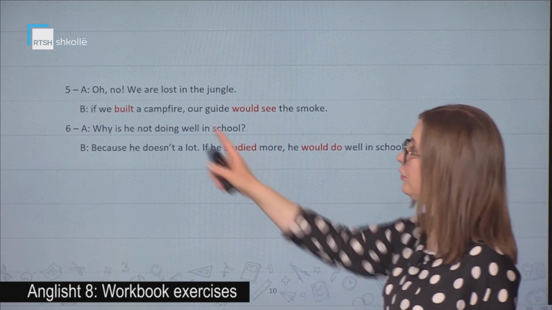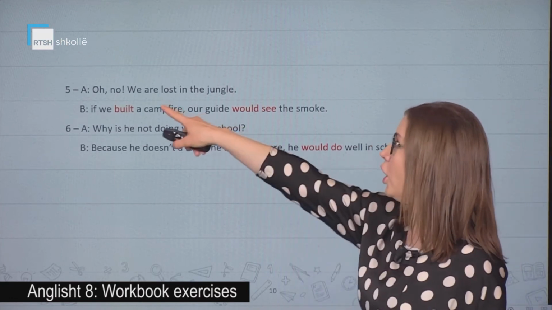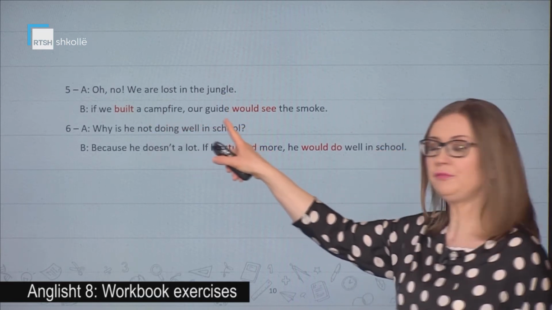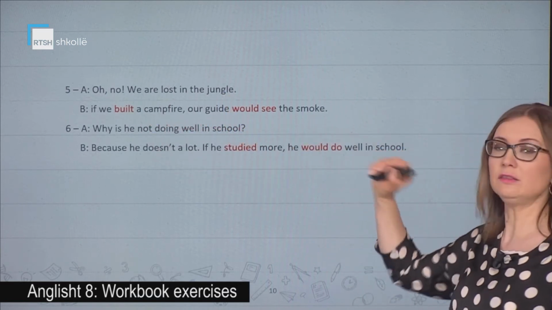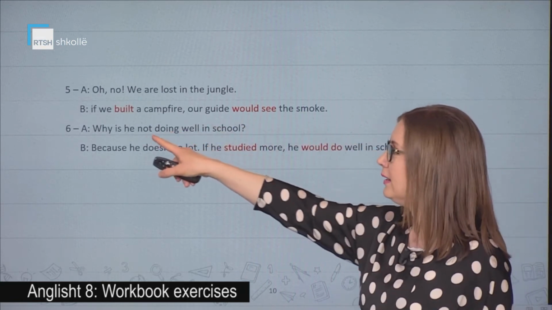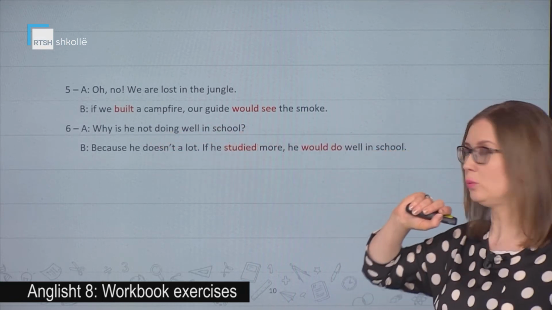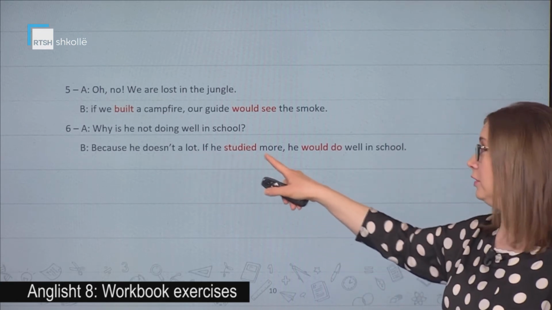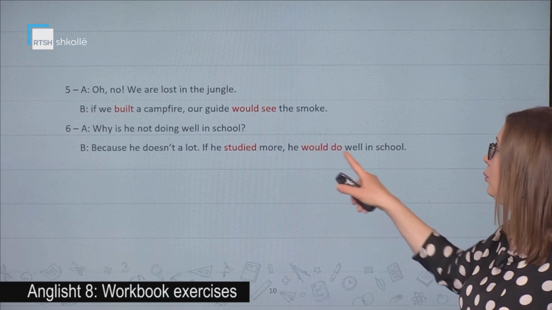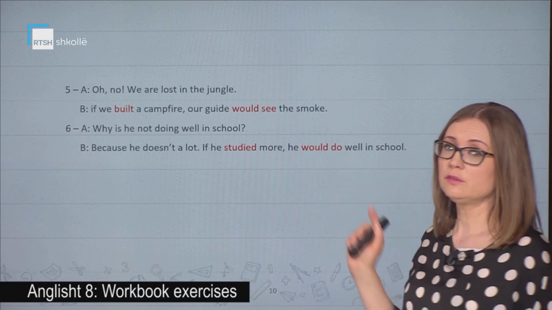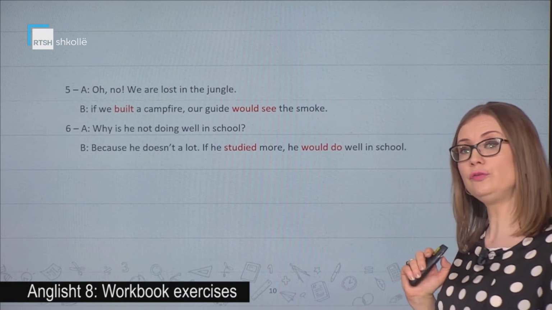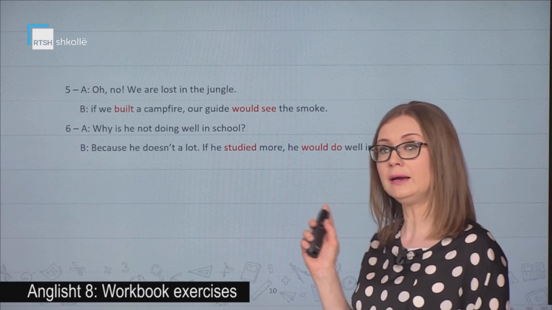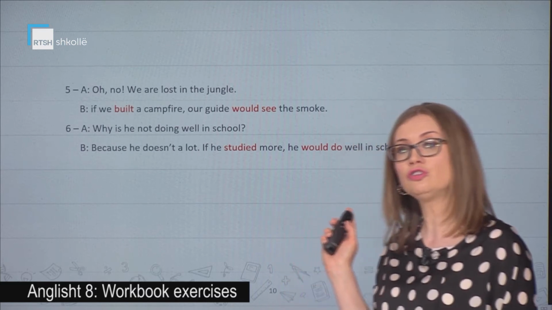Let's go on with the fifth version. Oh no, we are lost in the jungle. If we build a campfire, our guide would see the smoke. Why is he not doing well in school? Because he doesn't study a lot. If he studied more, he would do well in school. So that is the right version to fill in the sentences in this exercise, keeping in mind that we use the second conditional clause.